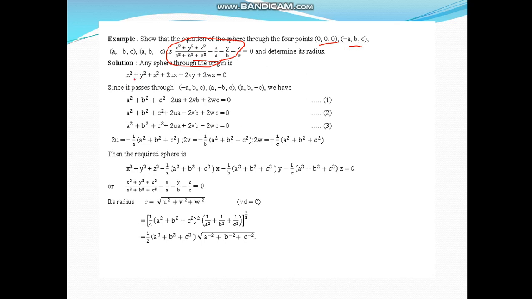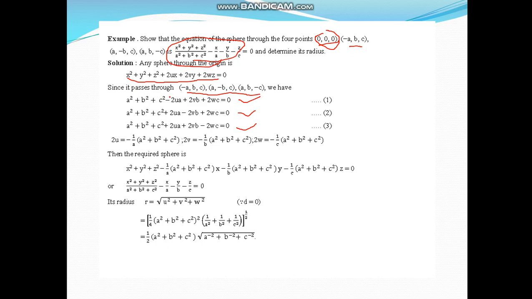So let us suppose that the equation of sphere through origin, our first point is 0, 0, 0. So clearly constant term will be 0. So let us suppose that equation of sphere is this. Since it passes through these 3 points again, so coordinates of these 3 points must satisfy equation of sphere. You will get these 3 equations. Now let us simplify these 3 equations.